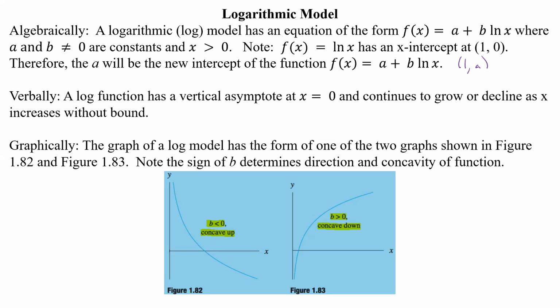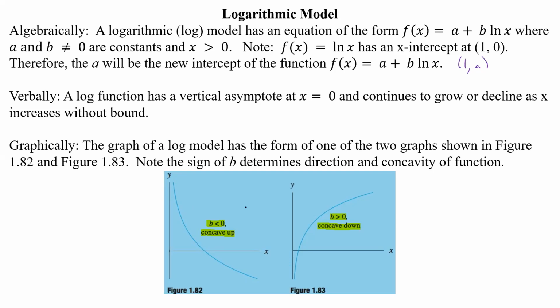Now, verbally, a log function has a vertical asymptote at x equals 0 because it's never going to be equal to 0 on there. Okay, so it's a vertical asymptote, and it continues to grow or decline as x increases without bounds. As we get closer to 0 on this one, it's climbing, but as we get closer to 0 here, we're declining and getting closer to negative infinity.